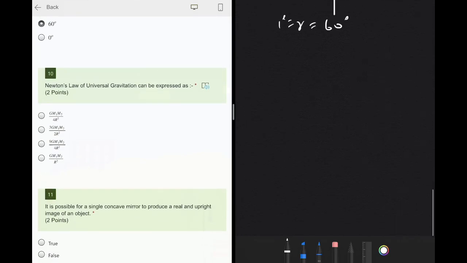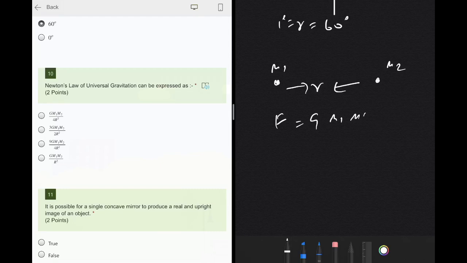Newton's law of universal gravitation. So if you have mass m1 here and mass m2 here, and they are separated by distance r, then Newton's law says each of these masses will attract each other with a force which is the universal gravitational constant G times m1 m2 by r square. So the option that is correct is this one.